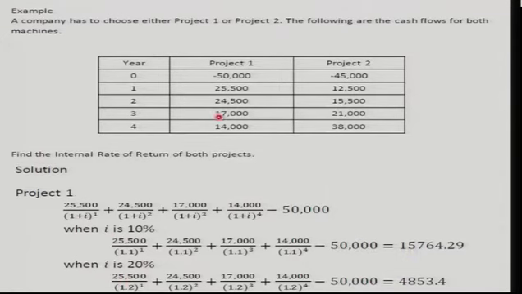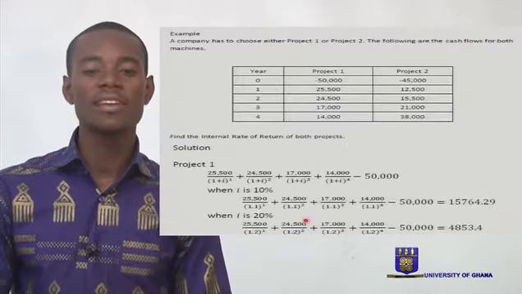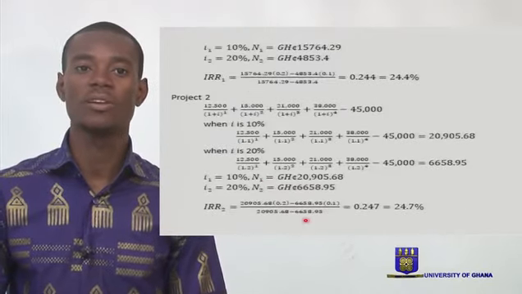So I take the same information for project one, but this time around the interest rate will be 20. I run it through the same procedure, and then I find 4,853.4. Is that clear? Right, so now I have two NPVs. This is the second one, this is the first one, and I also have two interest rates, the first interest rate and then the second interest rate. What next? I can now substitute these values into my IRR formula, this one, and then go ahead and find my internal rate of return.